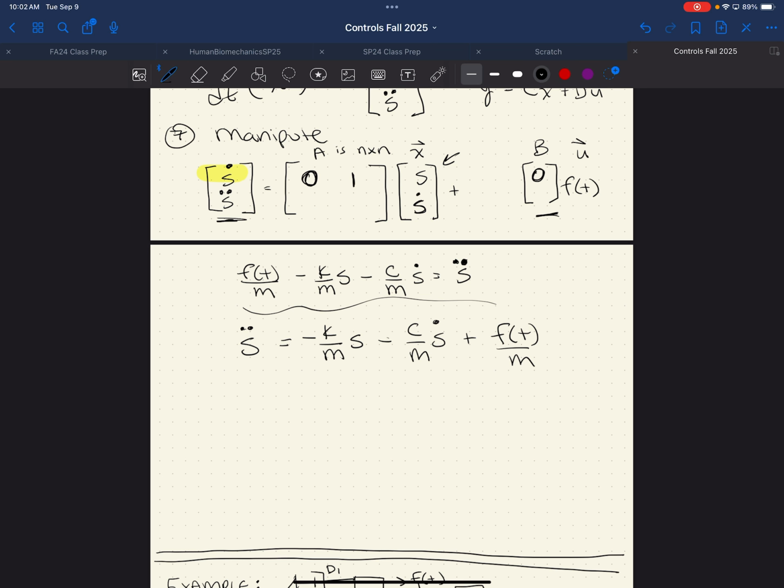Okay, so what goes in this first component here? Negative K over M. Beautiful. Minus K over M. What goes in this second slot? Yep. Minus C over M. And what multiplies F of t? 1 over M.